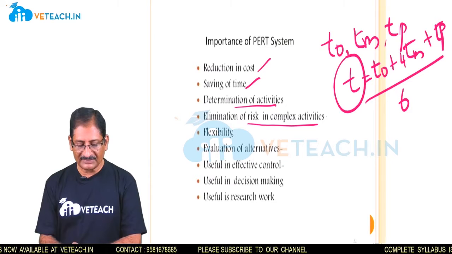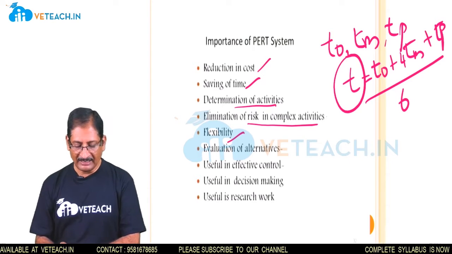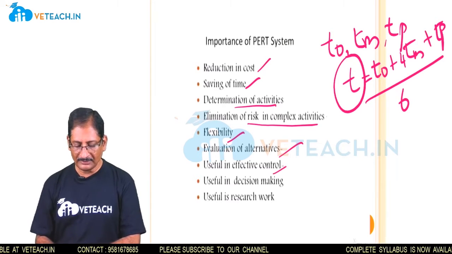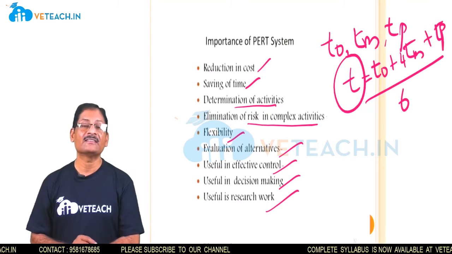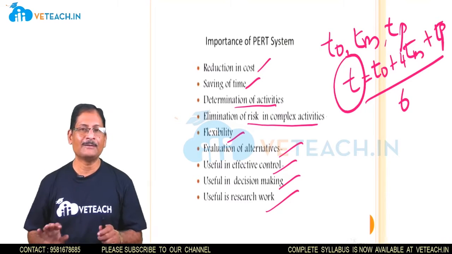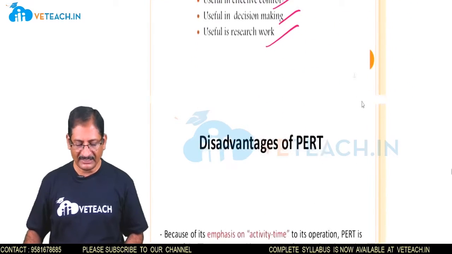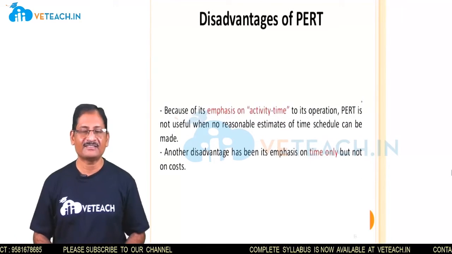And this particular PERT system is flexible in nature, useful for evaluation of alternatives, useful in effective control, useful in decision making, and useful in research work. So these are the important points related to the PERT system. So let us see even the disadvantages.